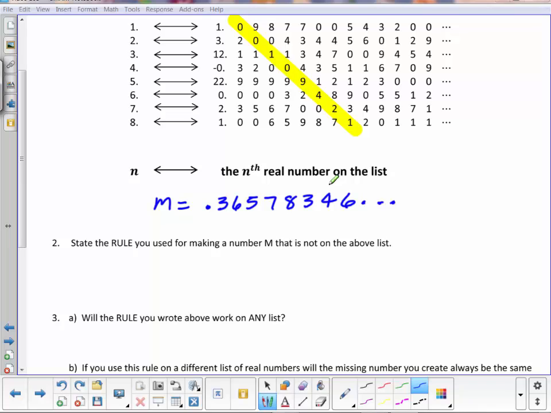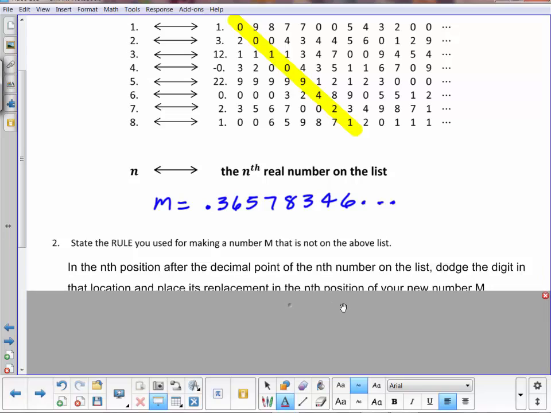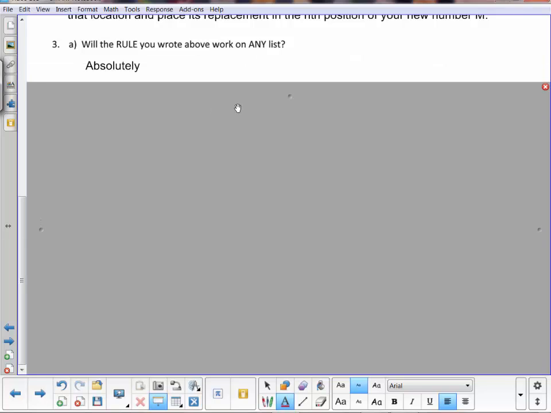So, how does the rule go? Well, here's what you need to say. In the nth position after the decimal point of the nth number on the list, dodge the digit in that location and place its replacement in the nth position of your new number M. Will the rule you wrote above work on any list? Absolutely.